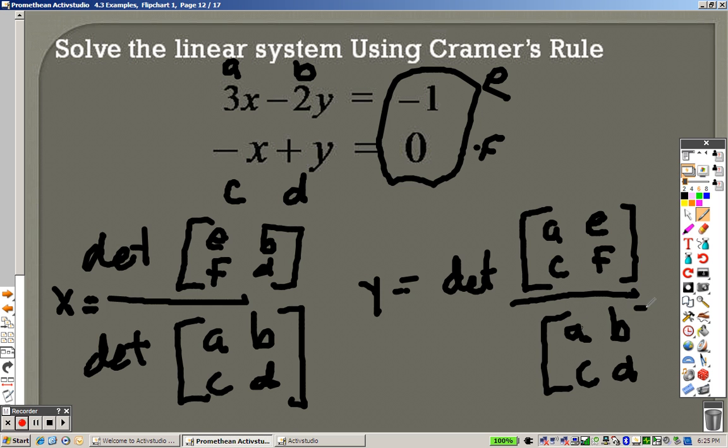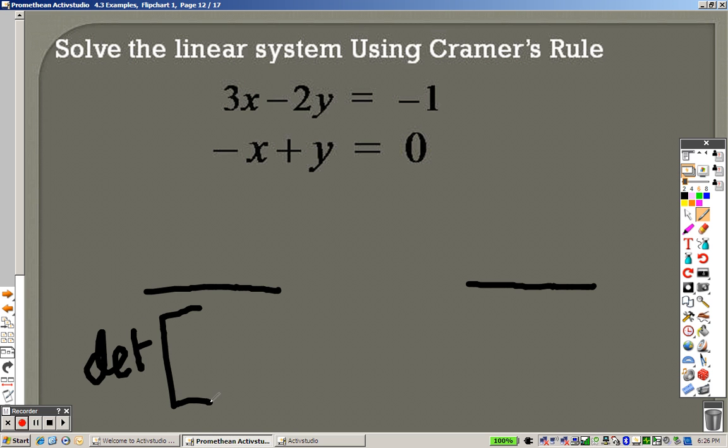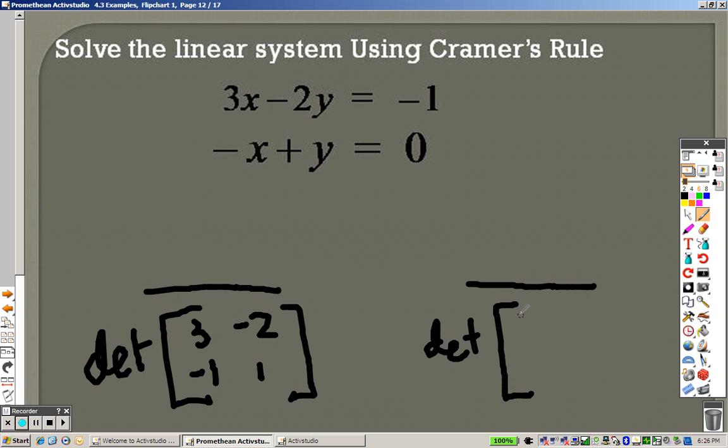But notice how the bottoms are the same for each of these. See how the bottoms are the same? And look how when I'm solving for X, the answer went in for X. Notice how when I'm solving for Y, the answers went in for Y. So here's how it all works. Basically, the bottom is the same for both of these. The bottom is the determinant of the X's and the Y's. So what do I mean by that? That means I just go right across. 3, -2, -1, 1. That's what this is. 3, -2, -1, 1.